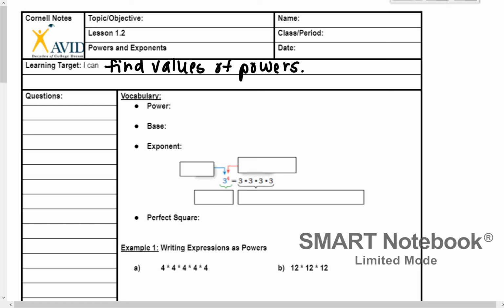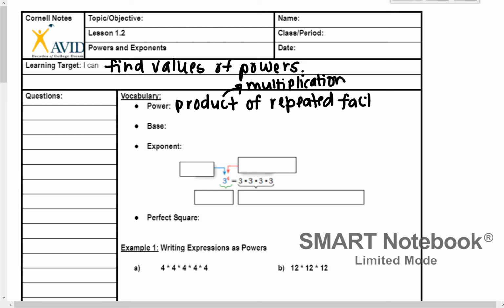And no, we're not talking about magical powers. We're talking about mathematical powers. So first let's start off with some vocab. So what is a power? A power is a product. Remember, product means multiplication. So we're going to do some multiplying. It's a product of repeated factors. So what that means is the same number being multiplied by itself over and over again.